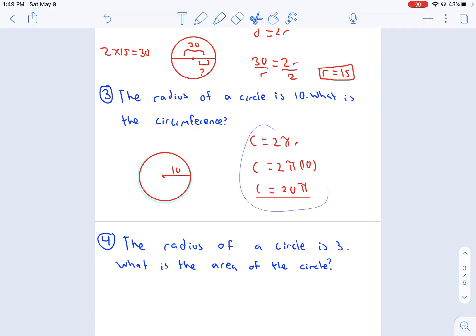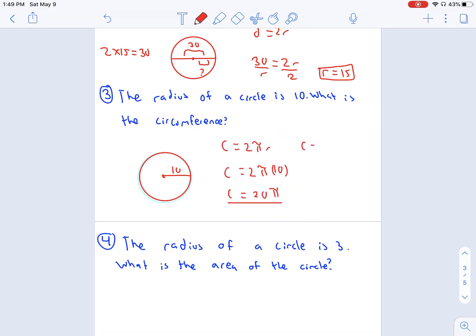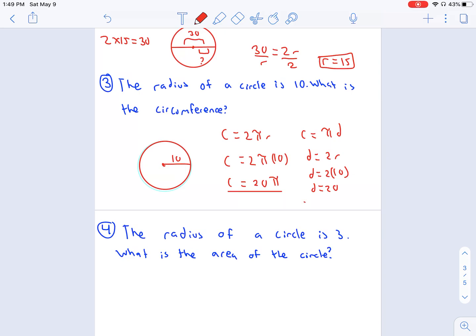The other way, I guess, is C equal to pi d. But to find the diameter, you'd have to do d is equal to 2r, and plug in 10 for the radius, and d is equal to 20. So then you would just do c is equal to pi 20. It's the same thing as 20 pi.